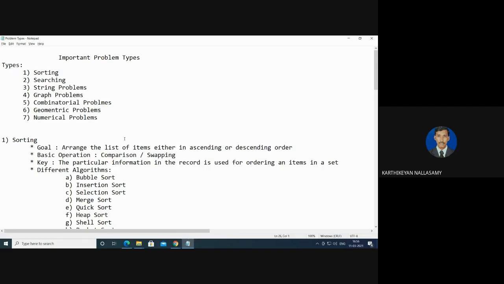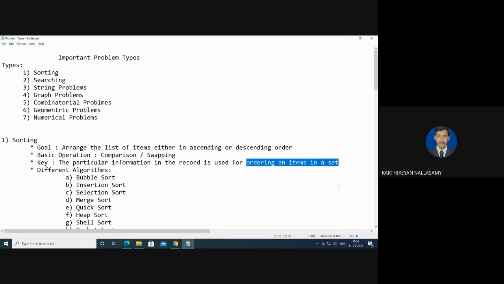We know that the main goal of sorting is that we are going to make the list of items in either ascending order or descending order. For a particular record, we are going to use some kind of information in the record for sorting. For example, I have a student database. I'm going to make a list of student records arranged in either ascending or descending order, either with the help of the name, or with the help of a roll number, or with the help of a register number. So in the particular record, the field of information will be considered and processed for ordering the items in the set.